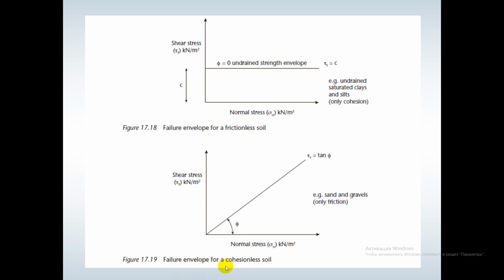And the failure envelope for cohesionless soil, here sands and gravels, have only friction. Diagram of shear stress against normal stress with angle of shearing resistance.